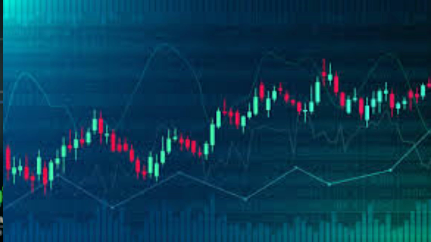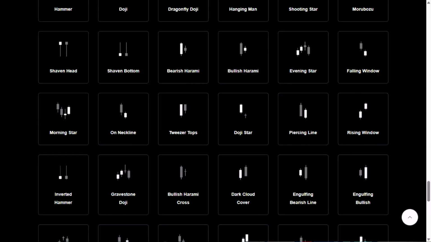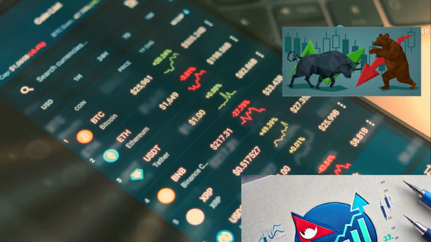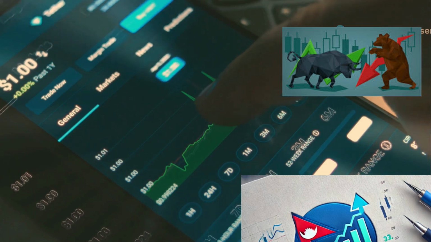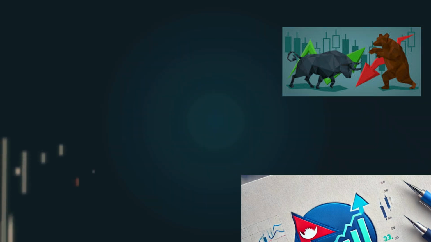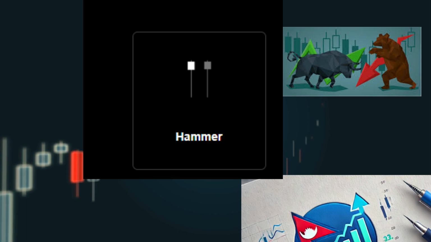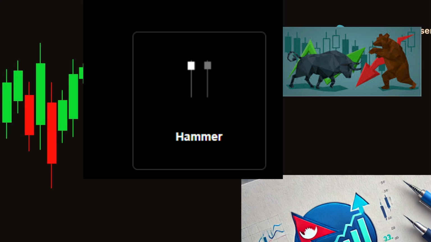Section 7. Candlestick patterns throughout the trading day. Candlestick patterns aren't just for daily charts. You can use them on any time frame, minutes, hours, weeks, you name it. Think of it like this. A hammer on a 5-minute chart might signal a short-term bounce, while a hammer on a daily chart could indicate a longer-term reversal.